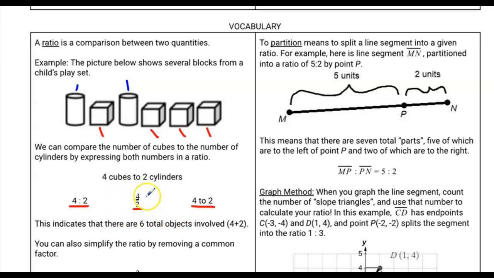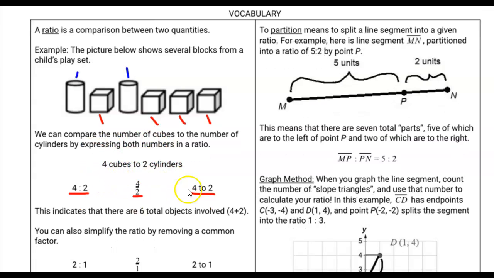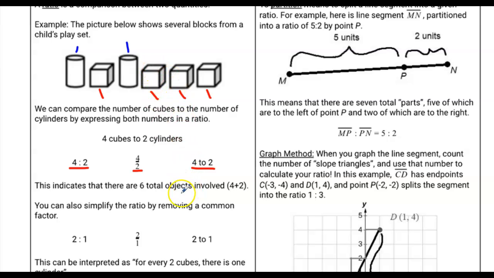This is a little bit more uncommon, but we can think about a ratio in terms of a fraction as well. We can tell from the ratio that there are 6 total objects, 4 to 2, right? 4 plus 2 is 6. And we can also simplify a ratio by removing common factors. If I take the 2 out of the 4 and the 2 out of the 2, I can reduce it down to 2 to 1.